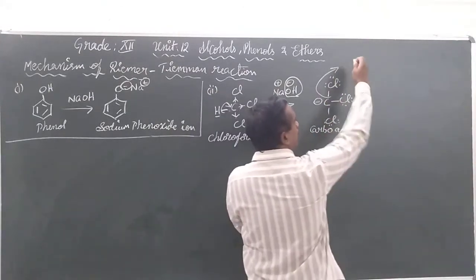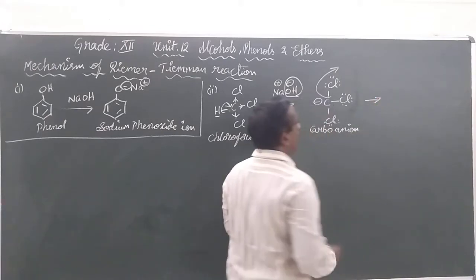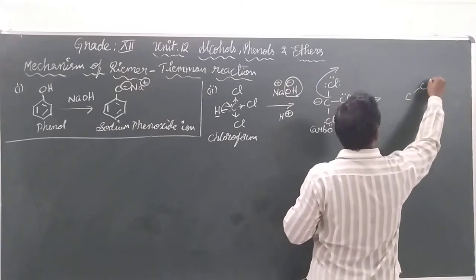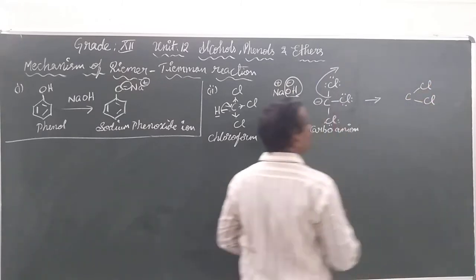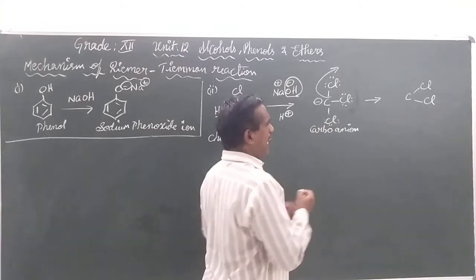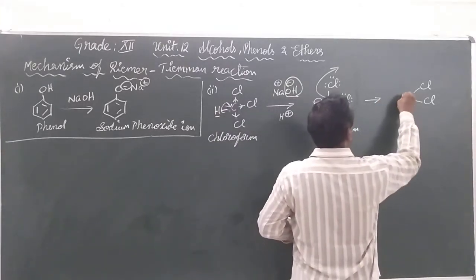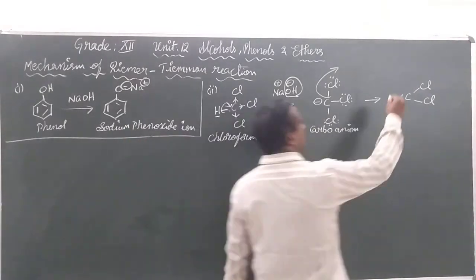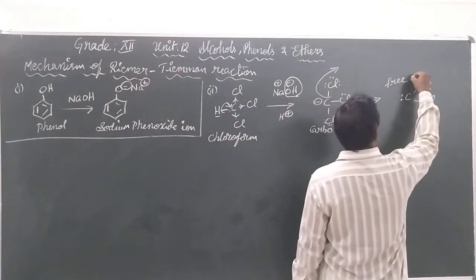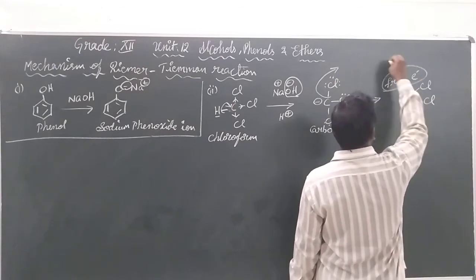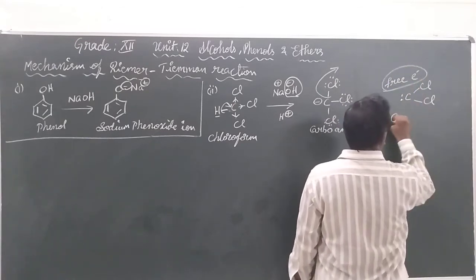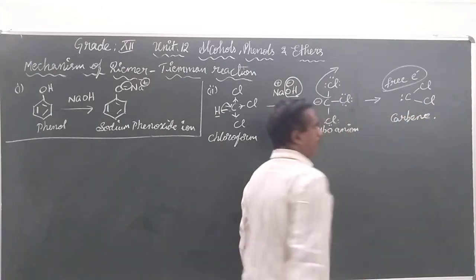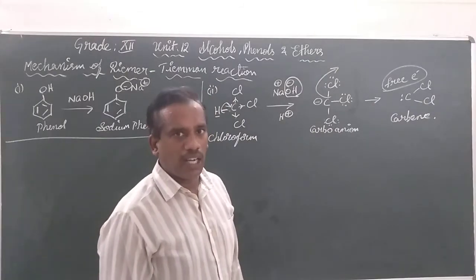When it withdraws its electrons completely, we represent here the carbon now with 2 chlorines, and these 2 electrons we will not represent with a negative charge, but we say these are the free electrons. The carbon with free electrons we call the intermediate carbene. What do we call it? The carbene.